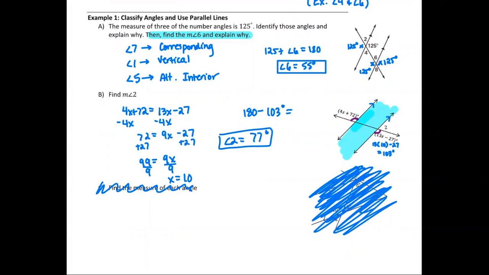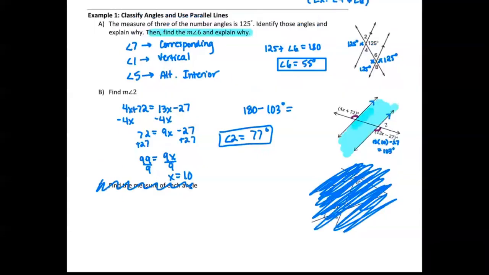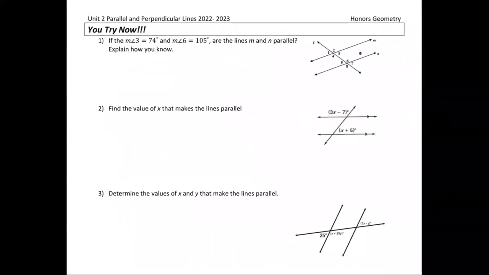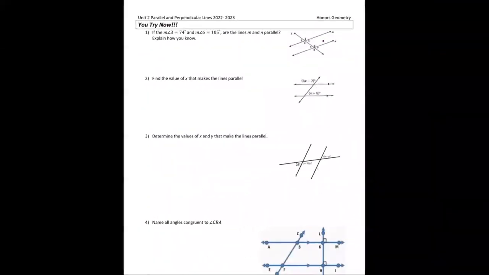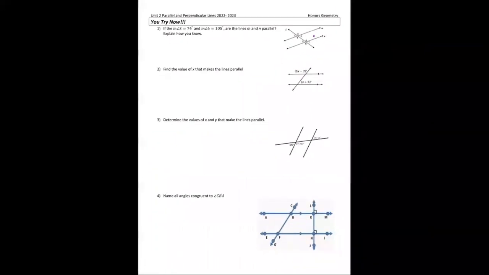But if you scroll to the next page, you will see that I do have a couple of "you try nows." If you want to give these a shot, I am going to pause. If you want to pause the video now and try some of them, I am going to fill in the answers to this. And if you don't get the answers that you got, then please talk to me next week. But if you want to pause your video now and give a couple of these a shot, you may do so now.